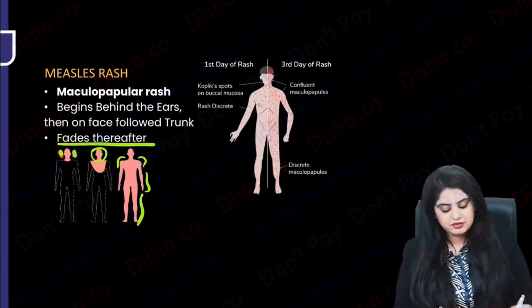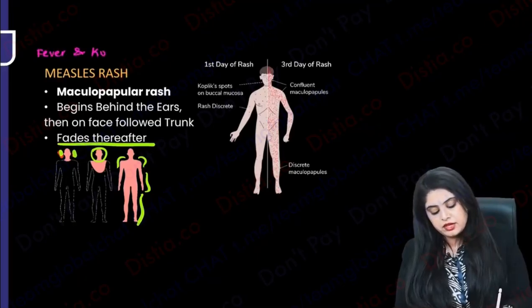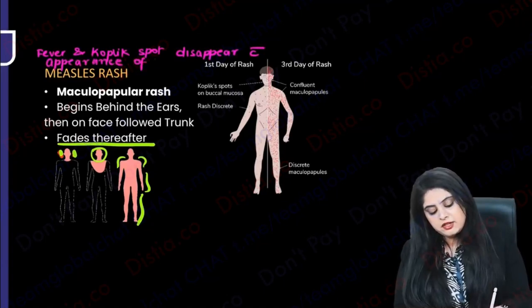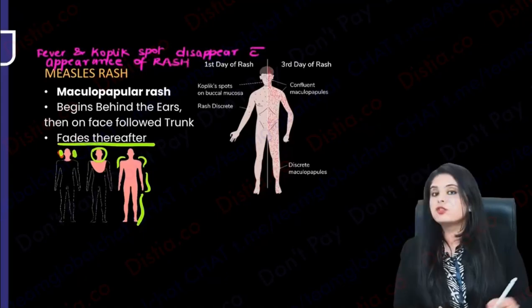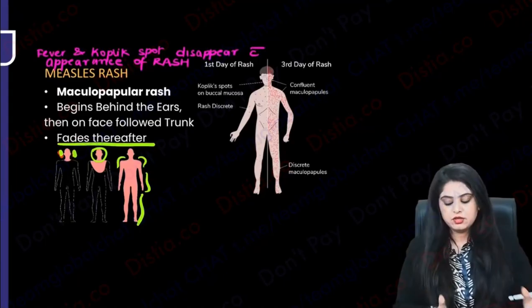But you know what happens? Now please remember, when the rash appears, then the fever and Koplik spots are going to run out. The fever and the Koplik spots are going to disappear with the appearance of the rash. That is a very famous line that is written in all pediatrics books. So we say that the rash is the dawn. When the rash comes, everything else is going to run away.